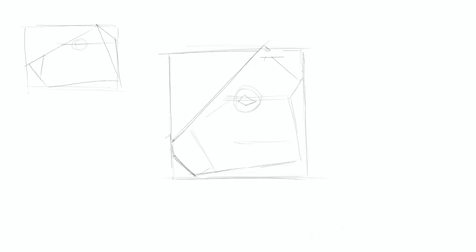In the block-in stage, I tried to get the proportions right of my reference material. This included, even though it's not really block-in, simplifying the major forms and major masses into really simple shapes. And I tried to keep it as minimalistic as possible to not confuse myself anymore.